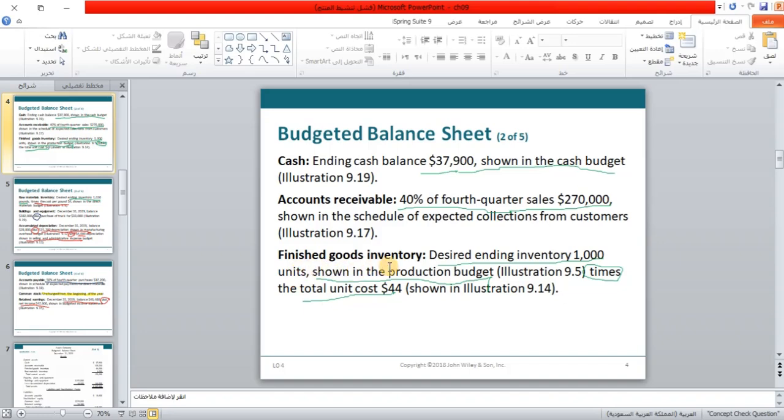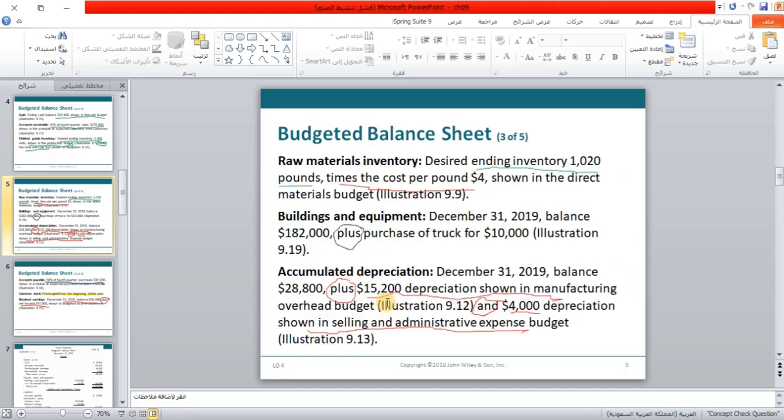Finished goods inventory: the ending inventory is 1,000 units, shown in the production budget, times the total unit cost of 44. Raw materials inventory: the ending inventory from the budget. Raw materials was 1,020 pounds times the cost per pound of $4, shown in the direct materials budget.